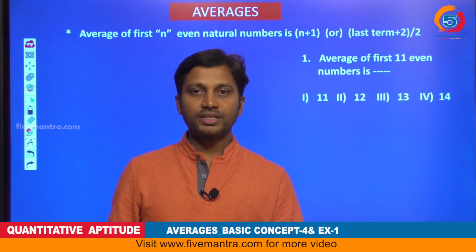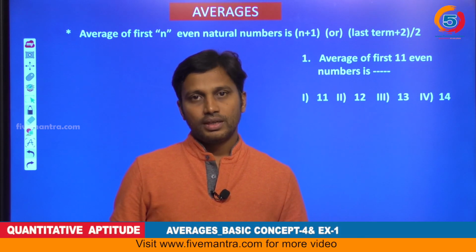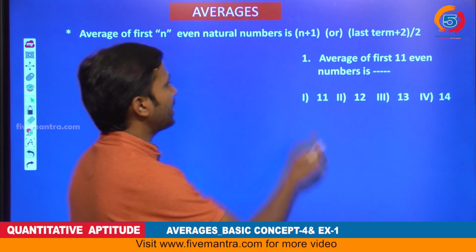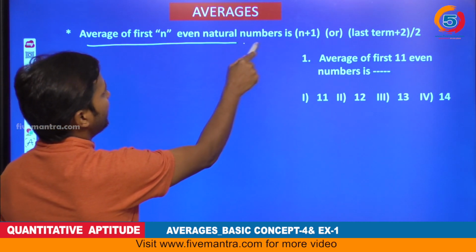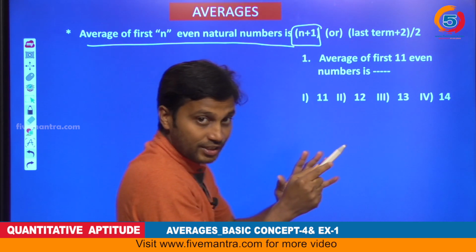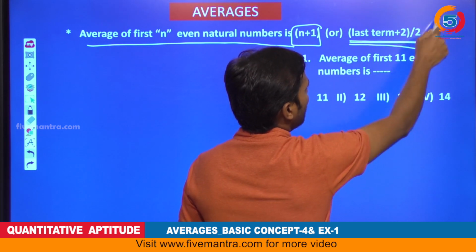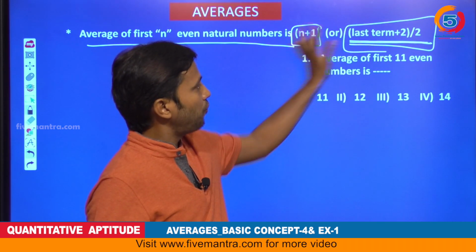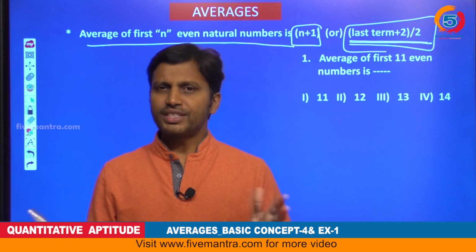What are those two different methods? First one is, if the number of terms is given, then n plus 1. If the last term is given, then what is that? Last term plus 2 by 2, as the statement is generalized. So what is our average of first n even natural numbers? Either n plus 1, where n is the number of terms, or if the last term is specified, then last term plus 2 by 2 also can be the average. So these two formulae can be applied for finding the average of first n even natural numbers according to the given situation.